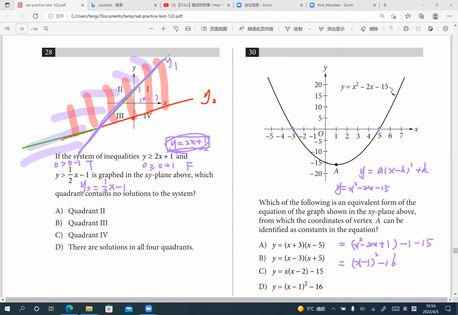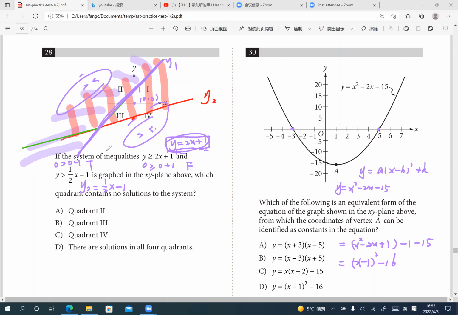So this line divides the xy plane into two parts. One part is above, here, and the other part is below. We are not sure which part is greater than 2x plus 1 and which part is less than 2x plus 1. But we know the points on the line y equals 2x plus 1. So we need to select a point to test which part is greater than 2x plus 1 or smaller than 2x plus 1. Normally, we choose the origin, 0 and 0, to test it.